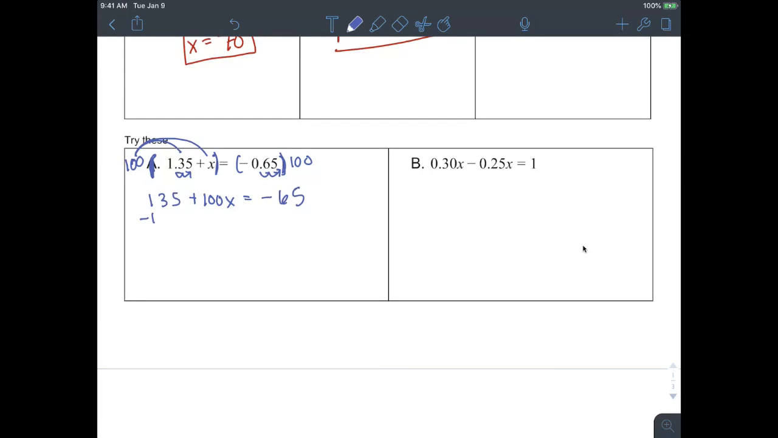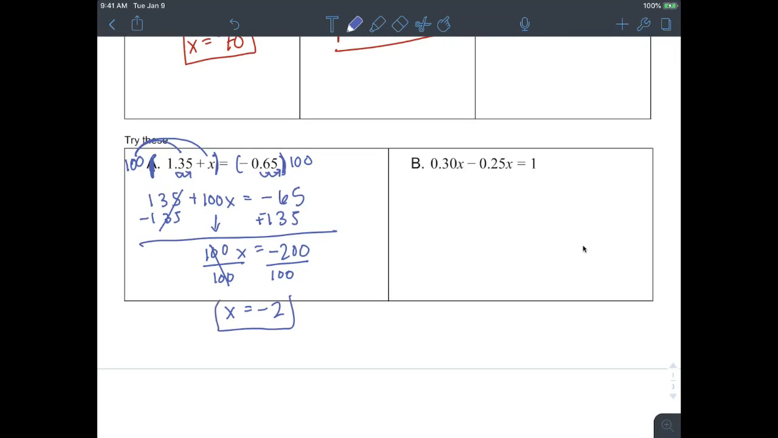I'm going to subtract 135 from both sides now. Bring down my 100x. And then negative 65 plus negative 135 is, so I like to add the opposite, telling me to add those two negatives together, which is negative 200. Then divide by 100. So 100 divided by 100 is 1, and x is equal to negative 200 divided by 100 is negative 2. That's a lot. This is so much nicer than that equation, I think, at least.